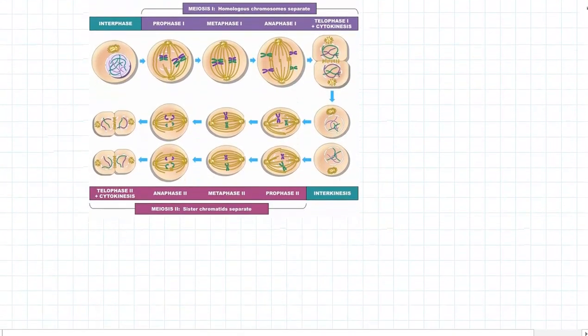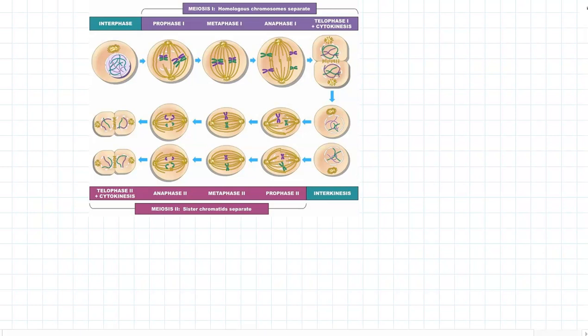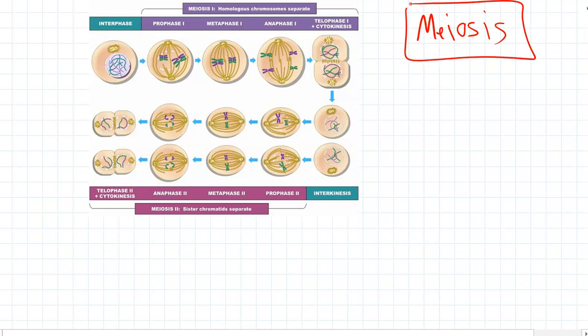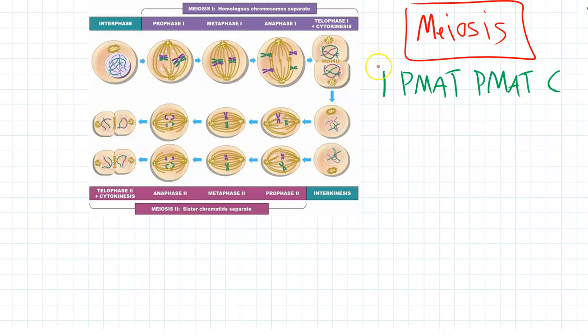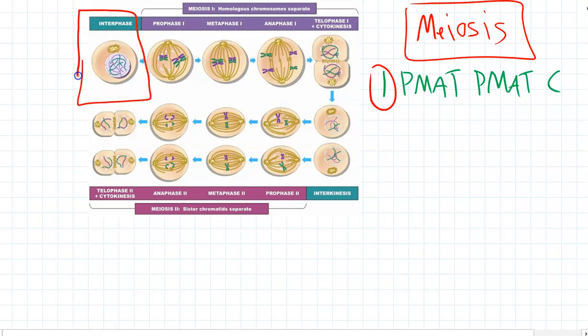Okay, the next thing to look at is meiosis. So remember, the acronym for meiosis is IPMAT, PMAT, C. So we still have interphase at the start. So here's the cell doing its normal thing. We still have cytokinesis at the end. So the very last step is for the cells to break apart into daughter cells. But we have 2 rounds of dividing the nucleus. So that's what's different in meiosis.